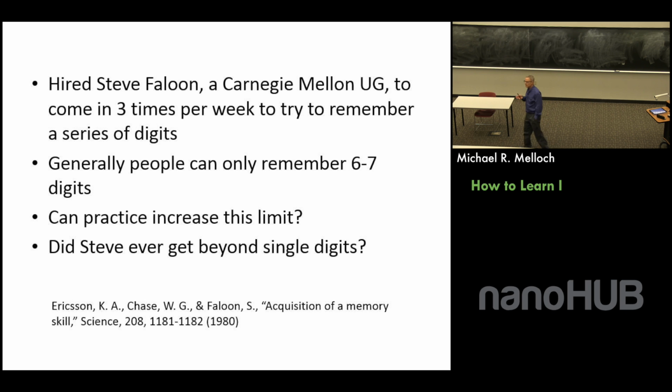You can remember about 6 or 7 digits if I read off random digits. 8, probably none of you would get it. Definitely not 10 or 12. So Steve would come in 3 times a week. Anderson would start and say 1562. Steve would go 1562. Then Anderson would add a digit until Steve missed, and then he would bump it down 2 and start over.